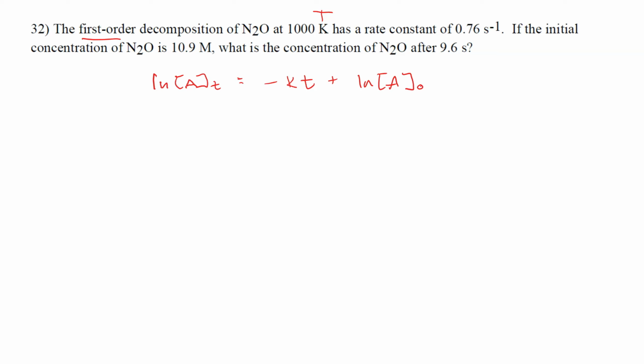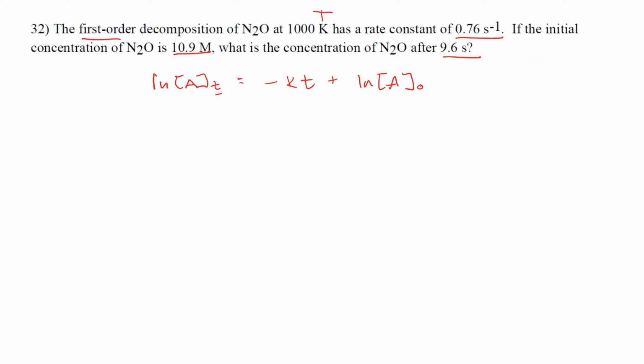So, knowing this, what do we need to do? What are we looking for? Well, maybe say what we have. We know it's first order, which is how we have the specific equation. We have a rate constant k. We have an initial concentration of 10.9 moles per liter. And we have a time of 9.6 seconds of reaction. So what we're trying to find is that concentration at time t, which is the term that we already have set up for very conveniently in this place.